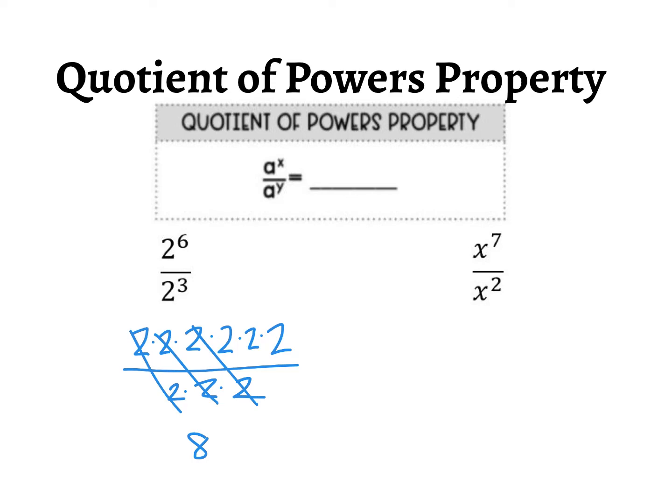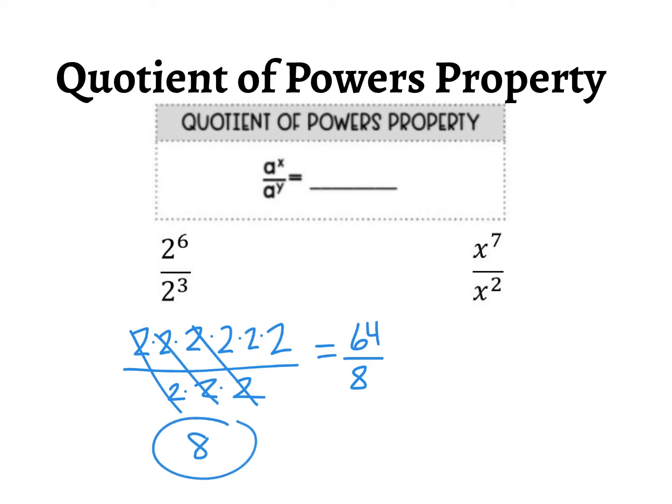If you want to go the long route, you can also just multiply 2 times 2 times 2 times 2, 6 different times, and you get 64. And you can divide it by 2 times 2 times 2, which is 8. And in the end, 64 divided by 8 is the same thing as 8.